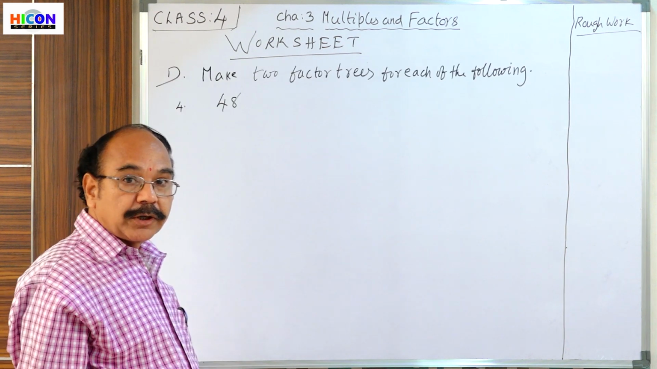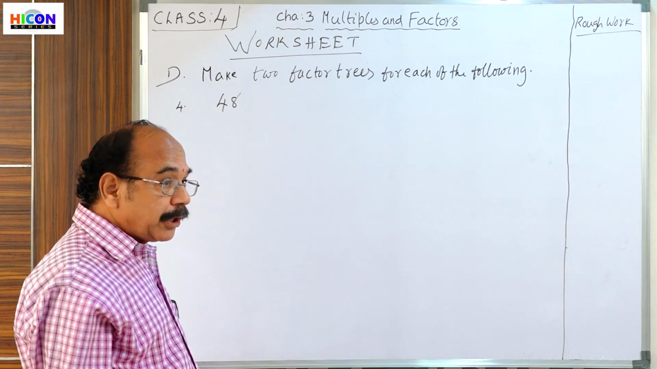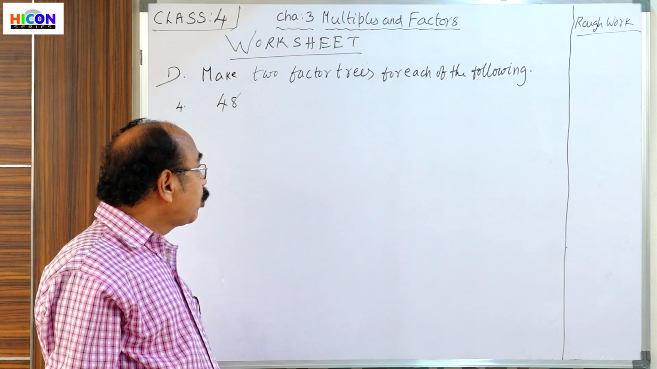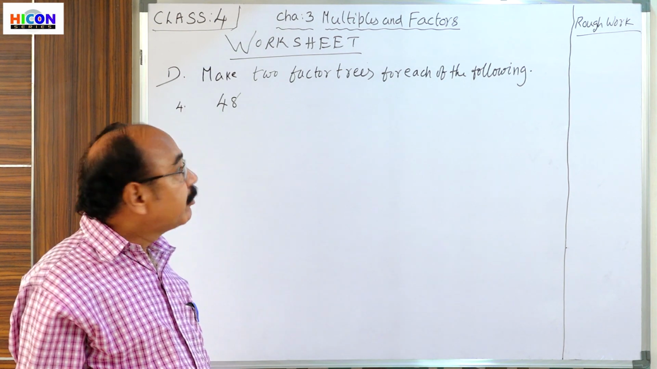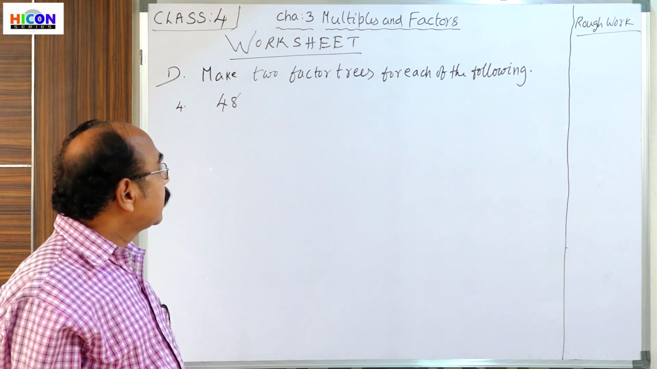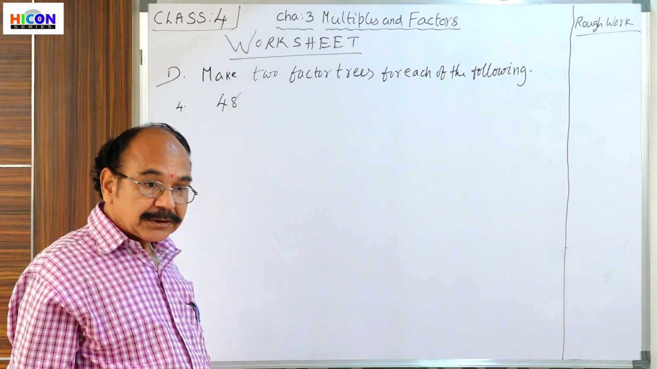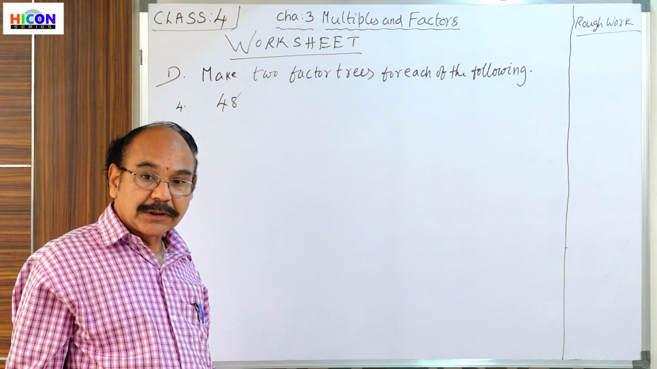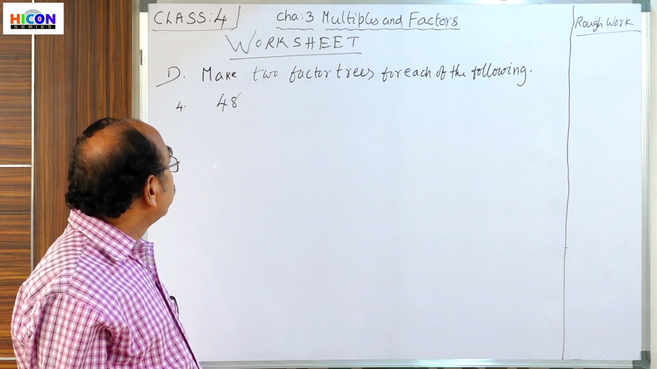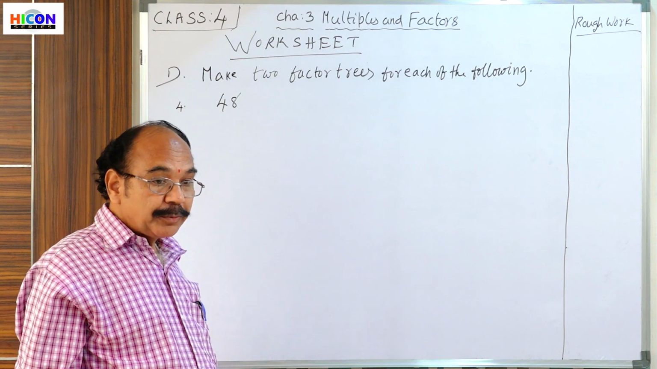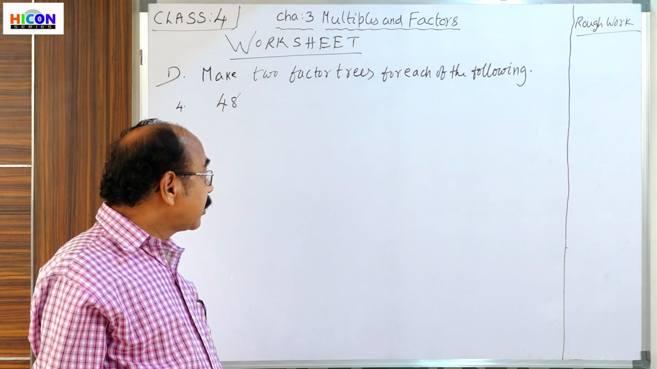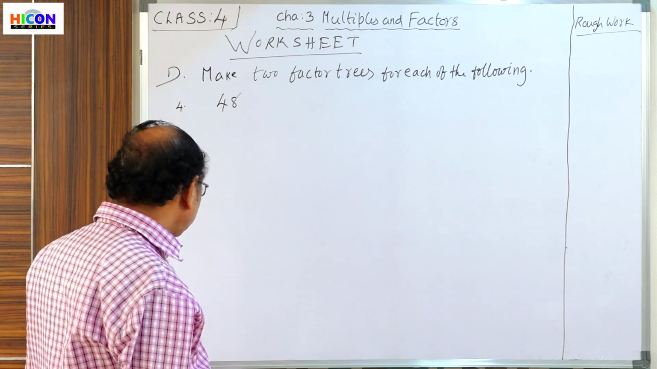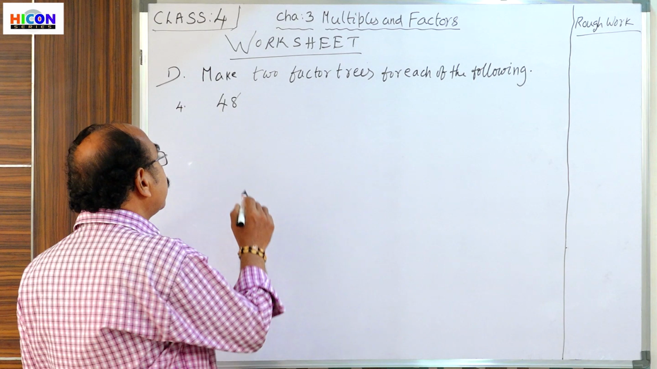Okay, children, see, now under section D, one model is given for you. Make two factor trees for each of the following. Let us discuss some, and with the help of that, you can practice the remaining sums for your homework. Make two factor trees. How many factor trees? Two factor trees for each of the following. Okay, children, so take the number 48.